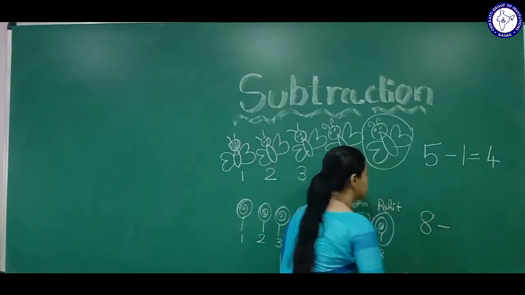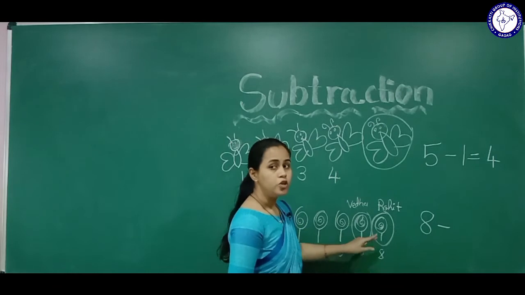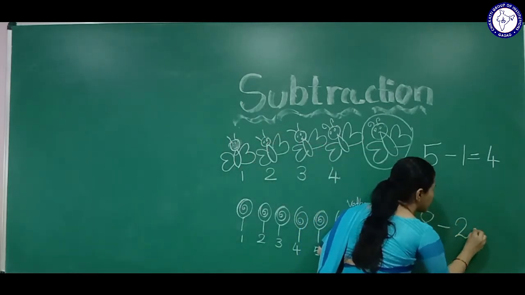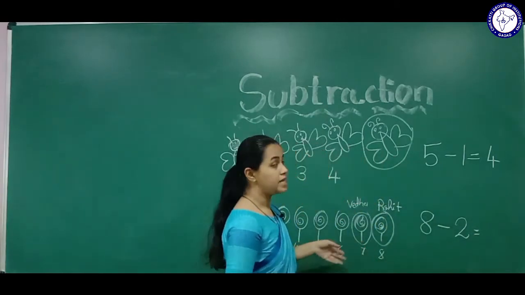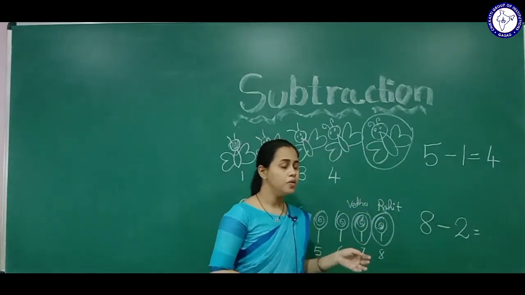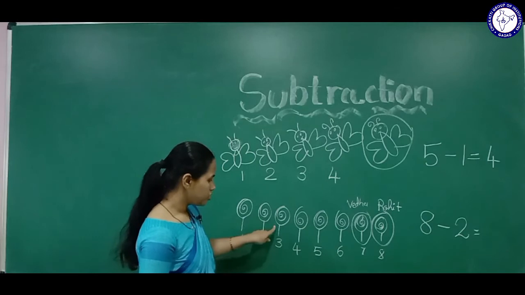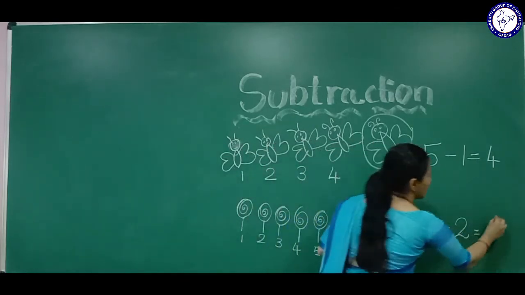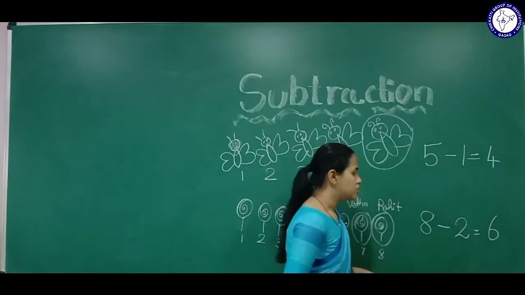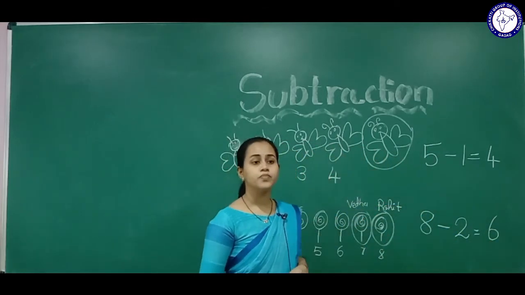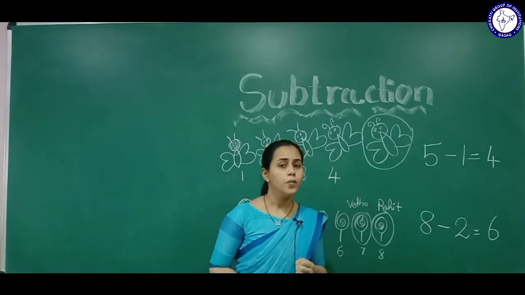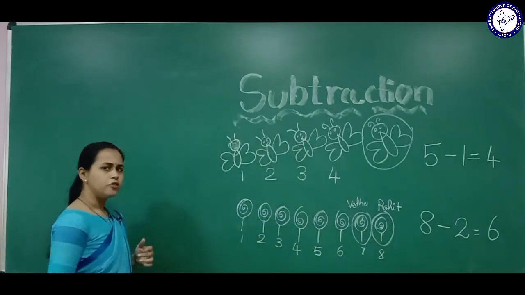8. Okay, so we had given 2 lollipops. How many lollipops? 2 lollipops. Now how many lollipops do we have now? 1, 2, 3, 4, 5, 6, right? So this is what? Subtraction. Okay, I'll give you one more method. This is very easy for you.